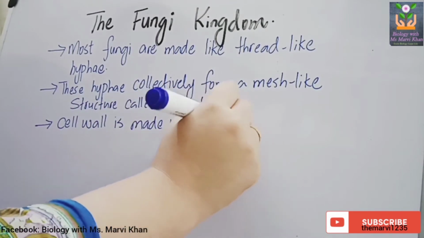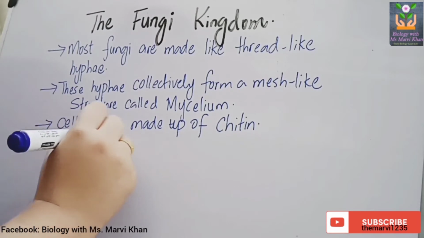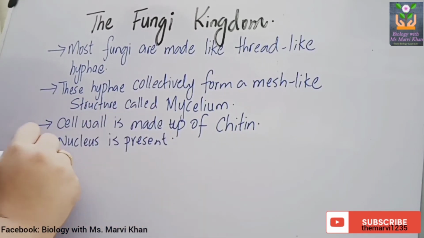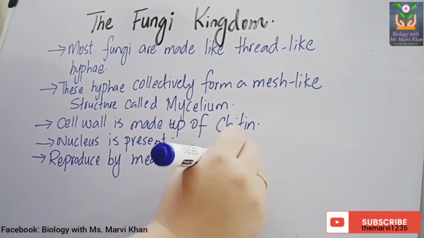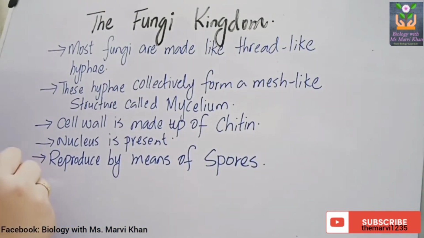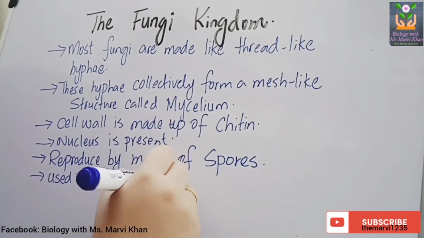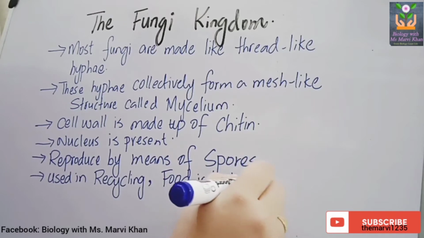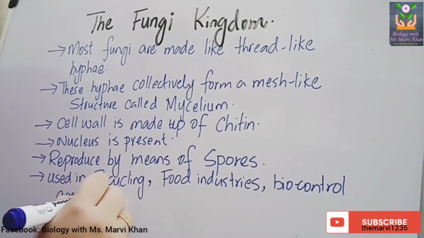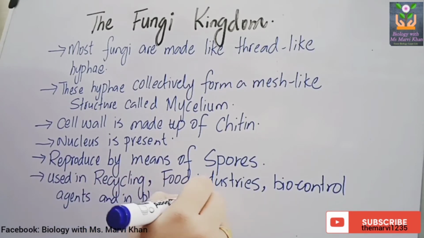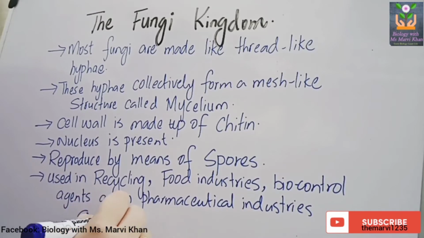Fungi usually digest their food outside their bodies. Their cell walls are made up of chitin. A nucleus is present in kingdom Fungi, and they reproduce by means of spores. The method of reproduction is both sexual and asexual in fungi. They are used in recycling, food industries, medicine or pharma industries, and as biocontrol agents.